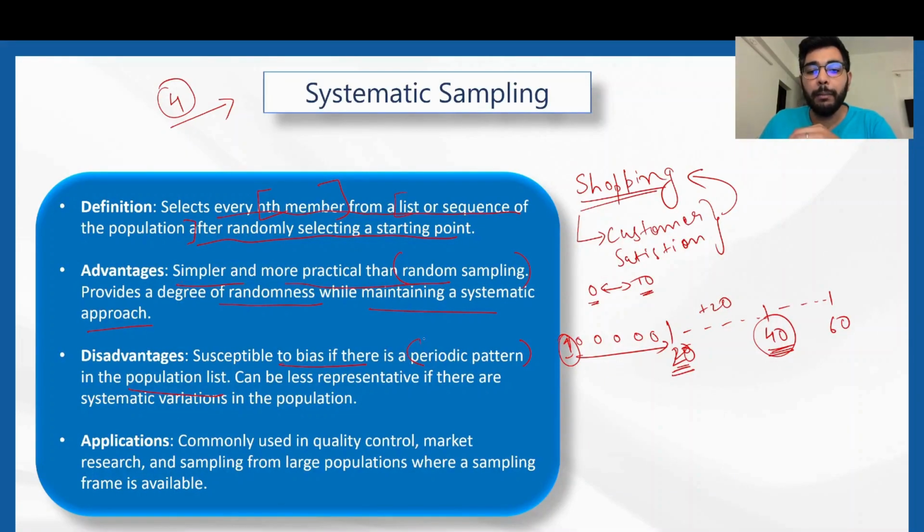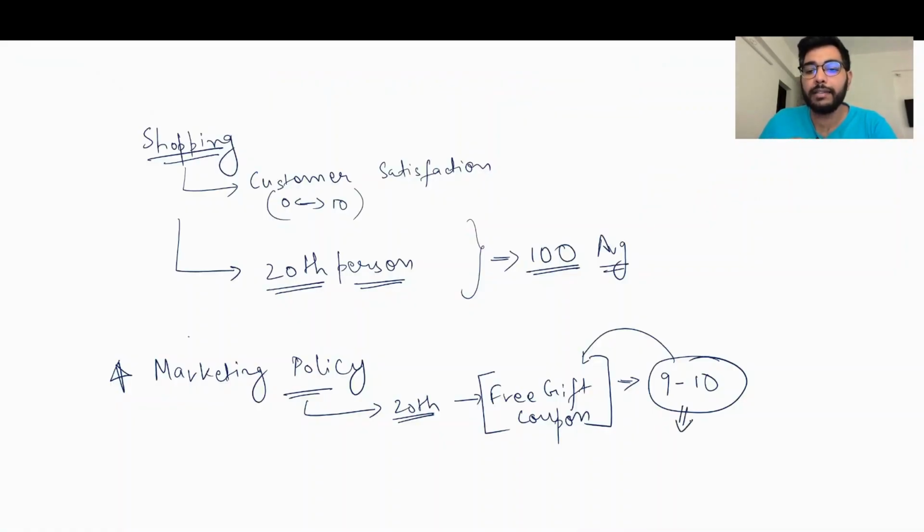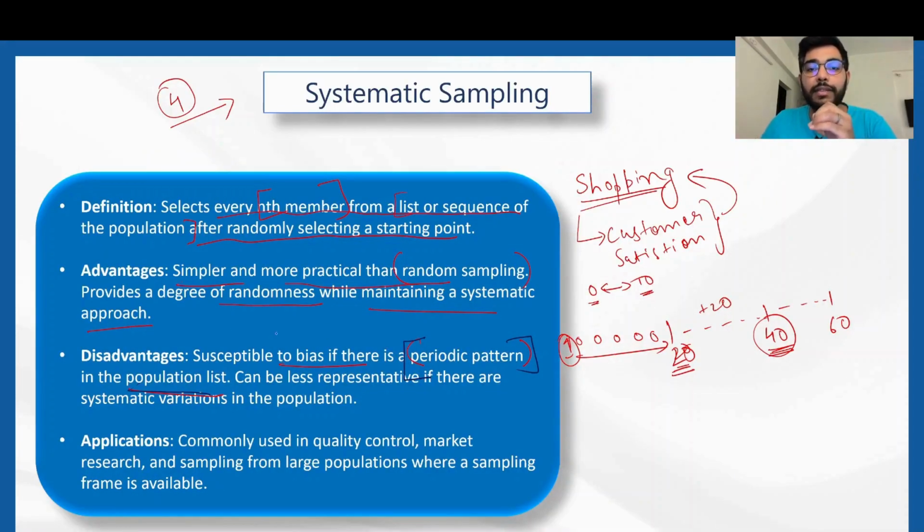This is what is meant by a periodic pattern in the population list. Every 20th person will give me a high customer satisfaction score because they are being given a free gift coupon. And also in my systematic sampling, I am only capturing the score of every 20th person that is coming out of my store. This is bound to increase my customer satisfaction score. The average would go higher than it should actually be. This is one of the disadvantages of systematic sampling. The applications of systematic sampling: it is commonly used in quality control, market research, and sampling from a large population where a sampling frame is available.